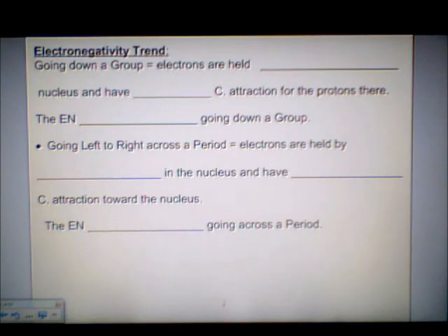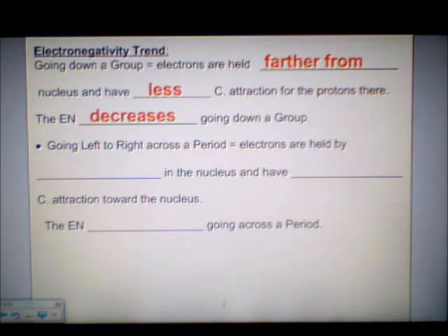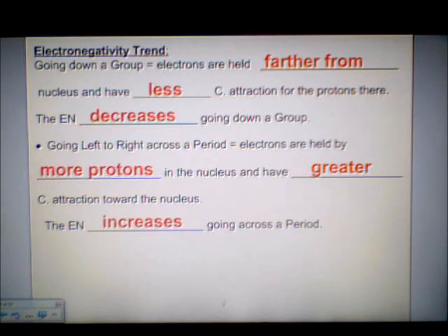Back to your notes. Electronegativity has a trend. When you go down a group, the electrons are held farther from the nucleus and have then less of a Coulombic attraction for the protons there. So therefore, going down a group, the electronegativity decreases. Going left to right across a period, electrons are held by more protons in the nucleus and have a greater Coulombic attraction towards the nucleus. So therefore, the electronegativity going across a period, it's going to increase.